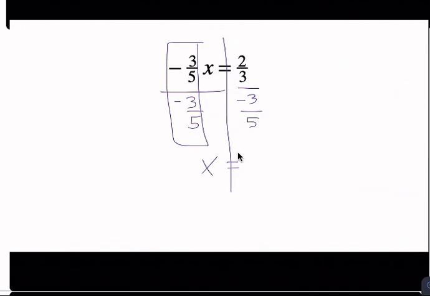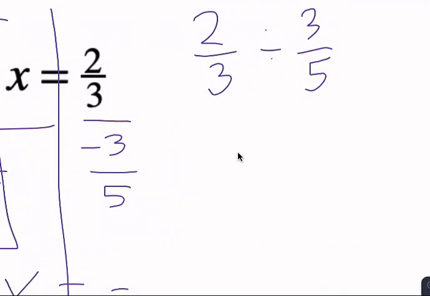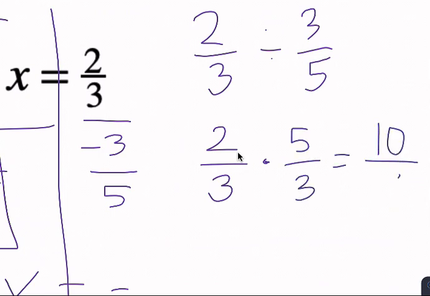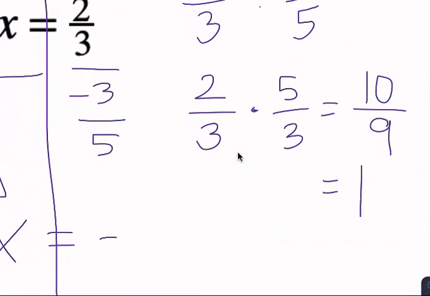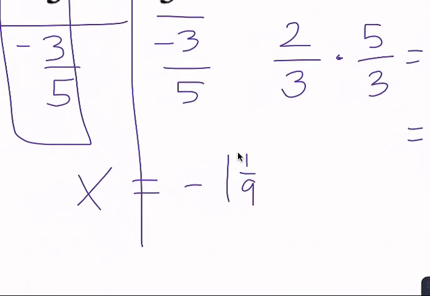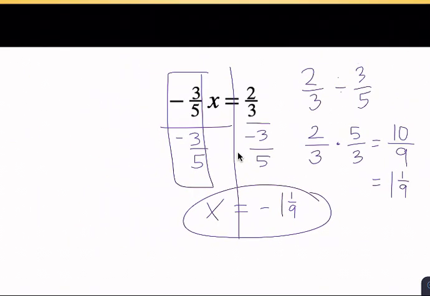3/5. Well, I have a positive divided by a negative, so I already know that my answer is going to be negative. So now I can just look at the numbers. I have 2/3 divided by 3/5. If I remember back to division with fractions, I know that I keep, change, flip. And I get 10/9, which is the same as 1 and 1/9. 9 goes into 10 one time with 1/9 left over. So x is equal to negative 1 and 1/9.